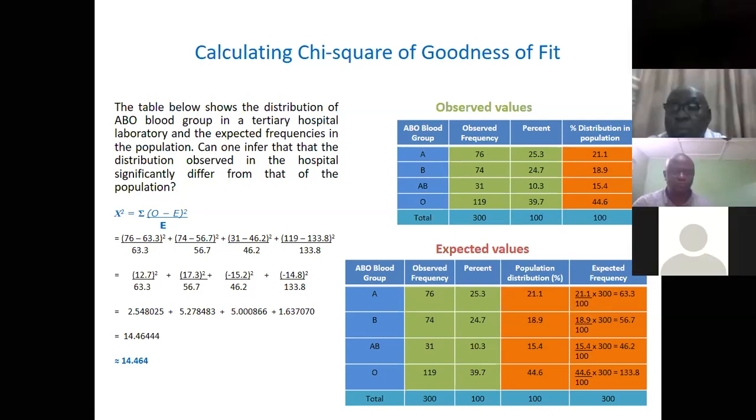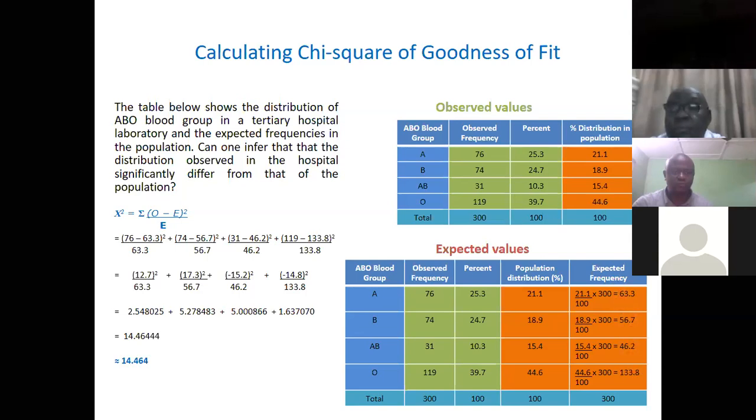Okay. So out of 100 people, 21.1 have blood group A. That's what it means. So you say 21.1 over 100 times 300, because you want to apply it to your own sample size, which is 300. If that same thing is applied to your own sample, what percentage is supposed to have blood group A? Or what frequency? We already have the percentage. What is the frequency? How many people will have blood group A? That is the expected frequency. We have calculated it for all of them.